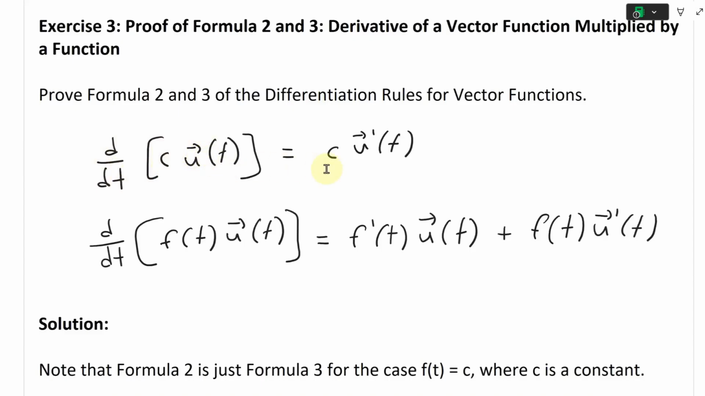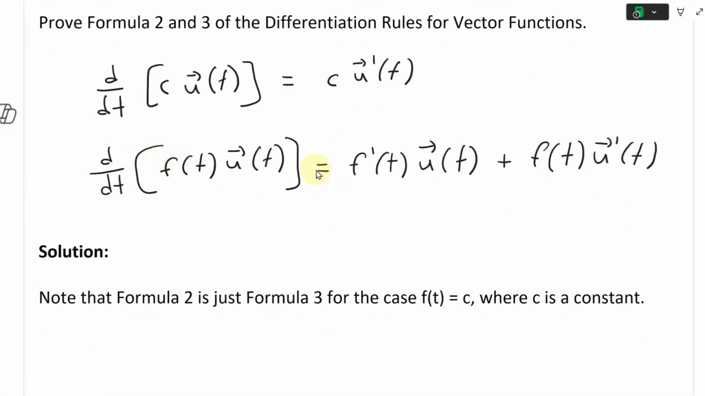This equals the constant multiplied by the derivative of the vector function u. And then formula 3 is more general. Formula 2 is just a special case where the function is a constant c. So here's formula 3, d over dt of f of t times the vector function u of t. This equals, just using the product rule, f prime of t times the vector function u of t, plus the f of t function times the derivative, u prime of t. So let's take a look at the solution.